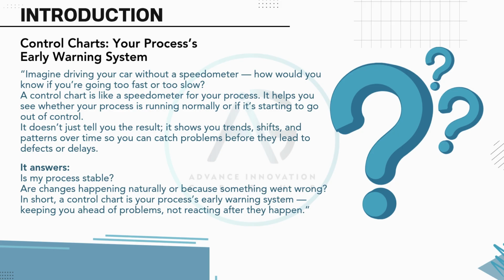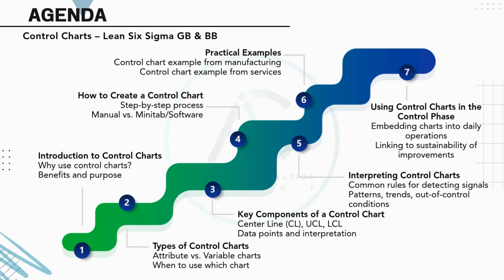Agenda. Let's start with some practical examples to illustrate how control charts are used. In manufacturing, we might use an X-bar R chart to monitor part dimensions like diameter. In services, an IMR chart could track individual transaction or resolution times to maintain service quality.